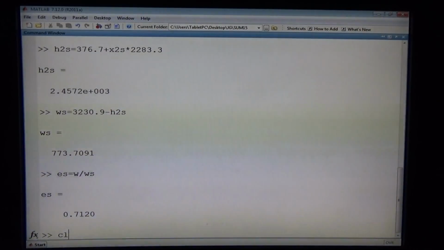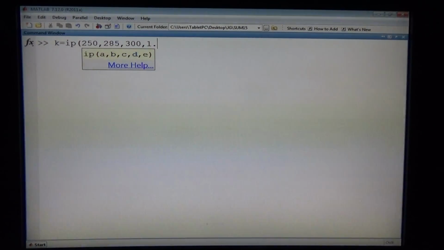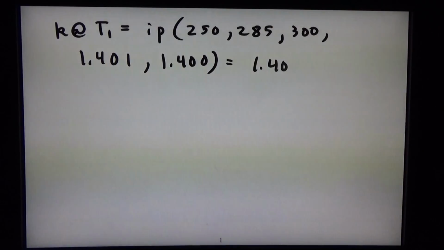So first of all, let's get K. K is going to be equal to, interpolating here, 250, 285, 300, 1.401, 1.400. So we're going to use 1.4003 as our K, and so K has no units.